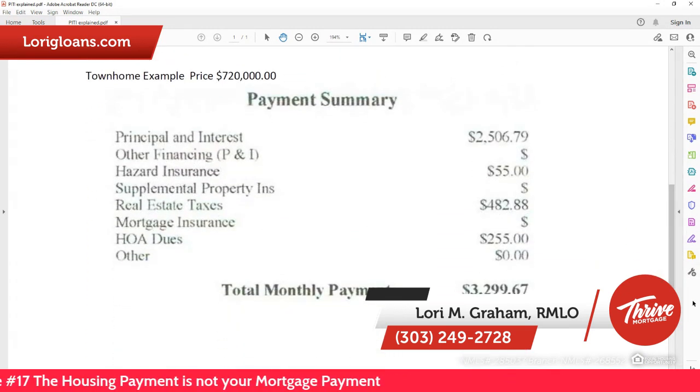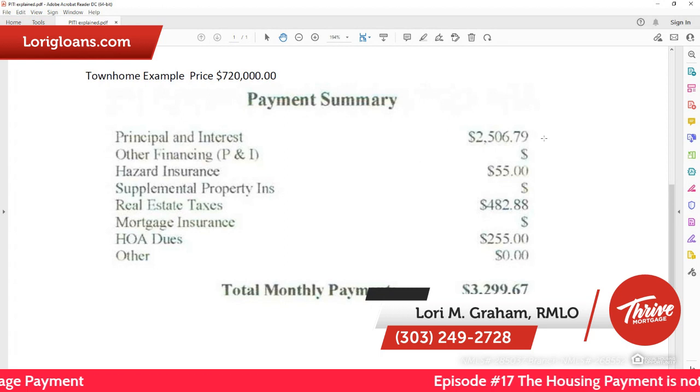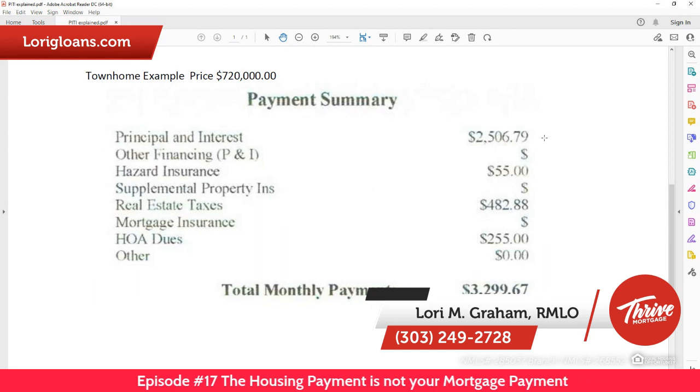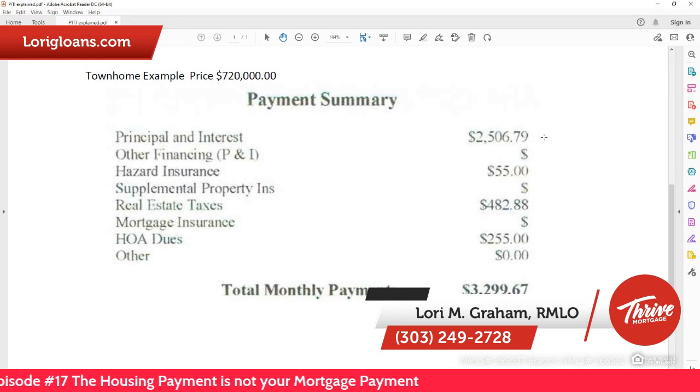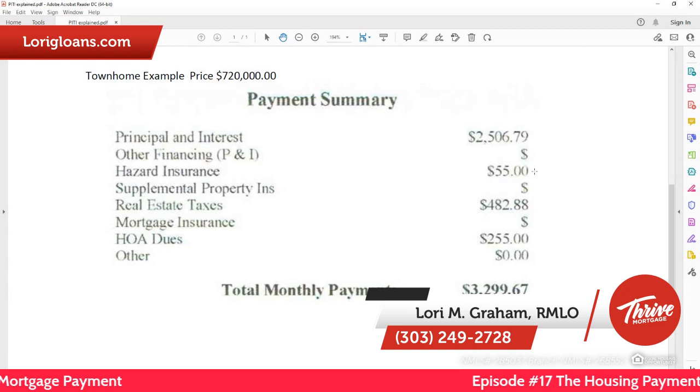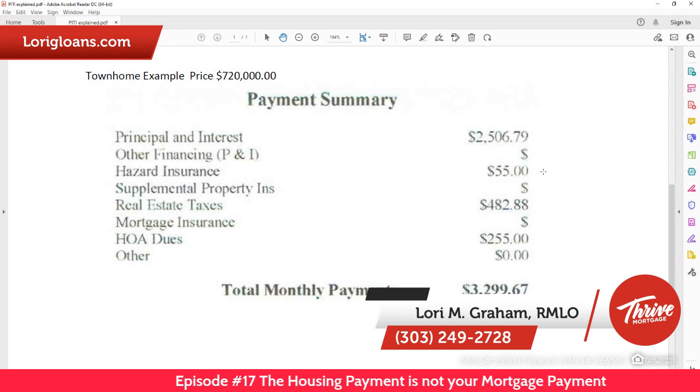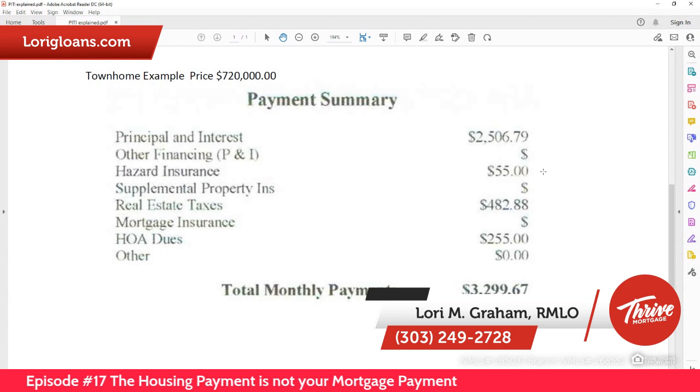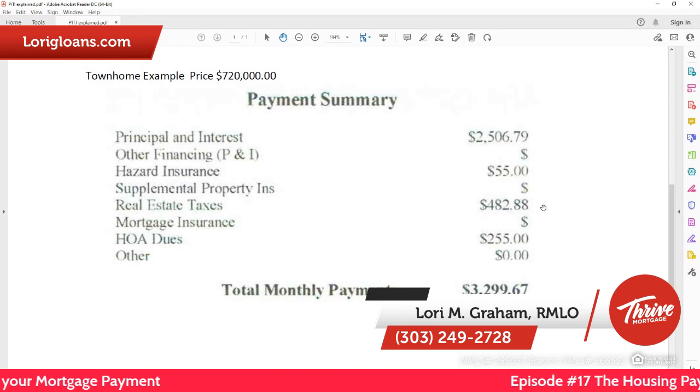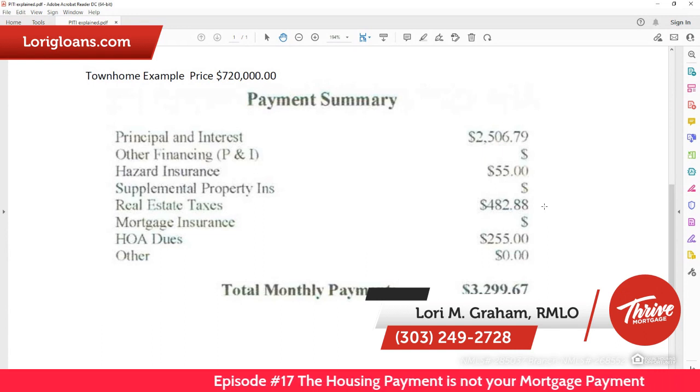Now, I want to give you one more example. This time we're going to a townhome of $720,000, so a much higher price point. You can see that expressed in the fact that she is financing over $500,000. Her monthly principal and interest is $2,506.79. Now, her contents policy, hazard, she again needs a contents policy like the example above, is more expensive because we are dealing with more square footage here. So she's going to have supplemental costs to cover the increased square footage, hence it's a little more expensive. And of course, real estate taxes at a higher price point, it's self-explanatory that that's going to be more expensive as well.